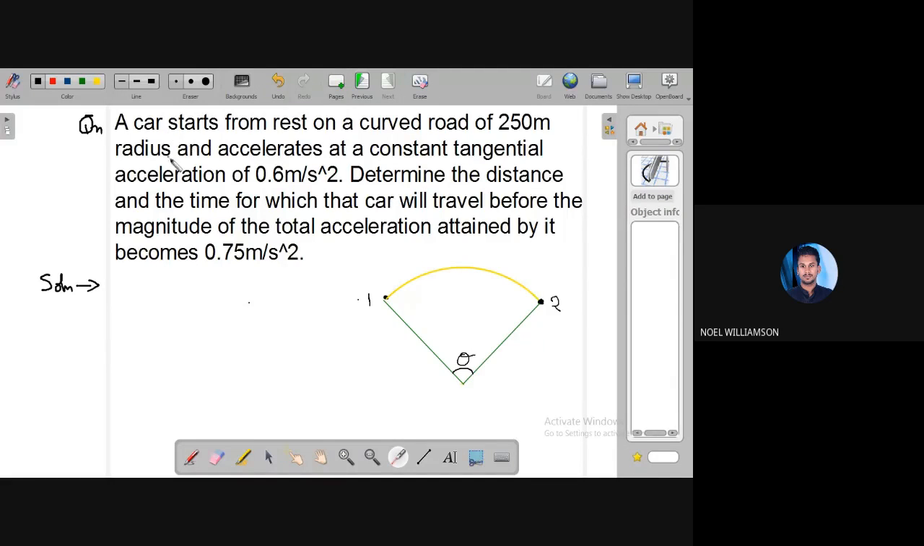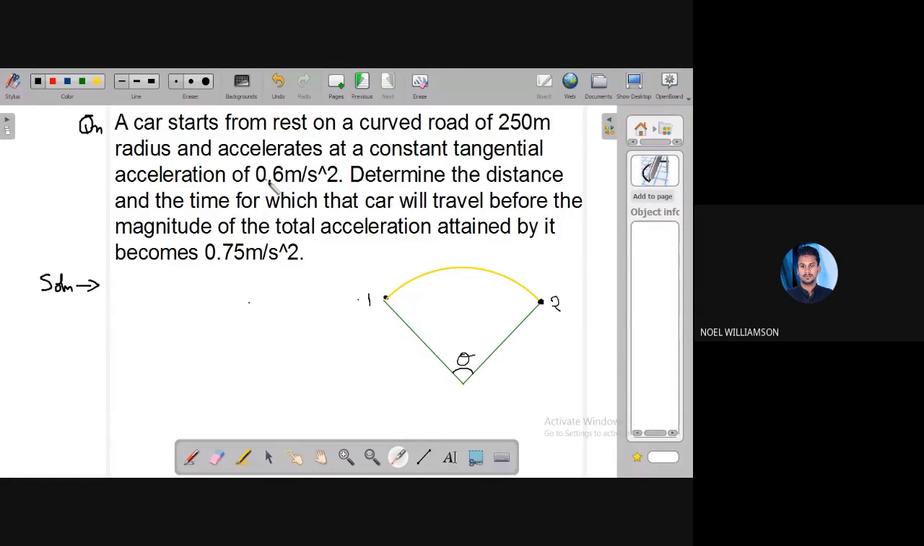So a car starts from rest. Here also the car starts from rest on a curved road of radius r, given as 250 meters, and accelerates at a constant tangential acceleration, that is tangential acceleration at, which is constant. Constant means at point 1, 2, etc., or at any intermediate point the value of at will be same. So the value of at is same here, here and also here.